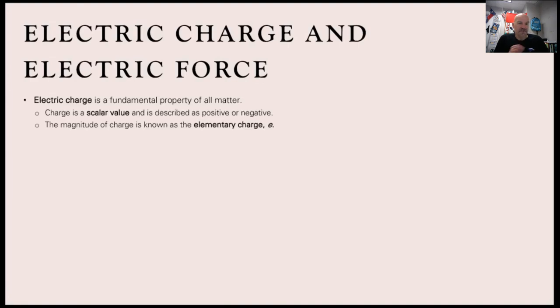So something to note is that electric charge is a fundamental property of all matter. So all matter has a charge. For the most part, the charge is going to end up being neutral, right? It is a scalar value, which means we don't care about the direction. The only thing when it comes to positive and negative, that's just telling us that it's either an excess of electrons or a deficit of electrons. And then we have this elementary charge, so all charge is centered around this. So e is going to be 1.6 times 10 to the negative 19th coulombs. And coulombs is the unit of charge.